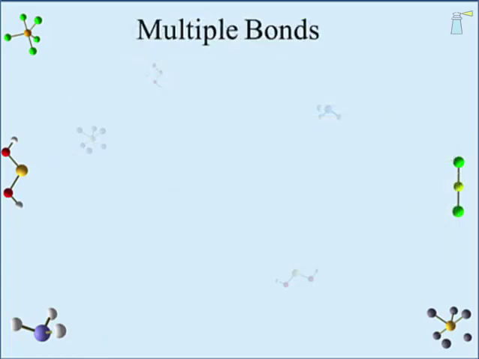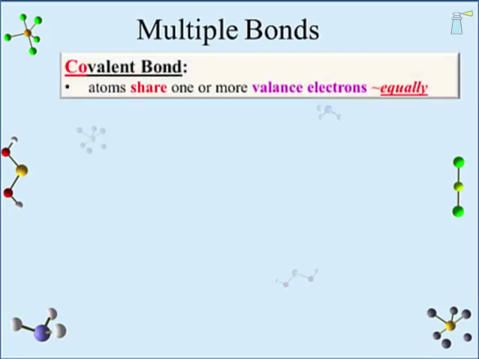Our next topic is multiple bonds. In our definition, the covalent bond has one or more valence electrons being shared. The multiple bond is where each atom brings more than one electron and makes more than one bond with the same atom. Yes, both atoms bring the same amount of electrons to the bond.